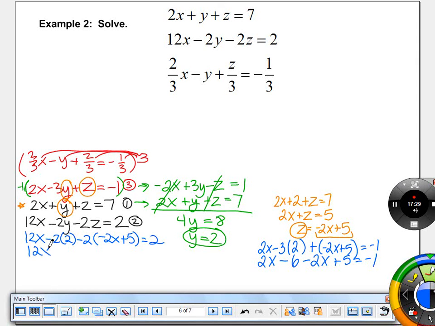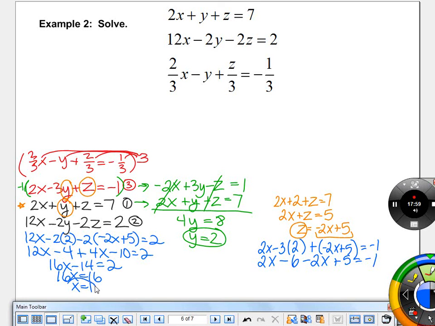We have 12x minus 4, minus 10 equals 2. If you see me make an arithmetic mistake, stop me. You should do it on your paper too. So we have 16x minus 14 equals 2. So 16x equals 16. So x is equal to 1. Am I good? Can someone confirm they did the substitution and they got 1 also? Good? Okay. All right. Again, I'm going to circle it so I don't lose track.